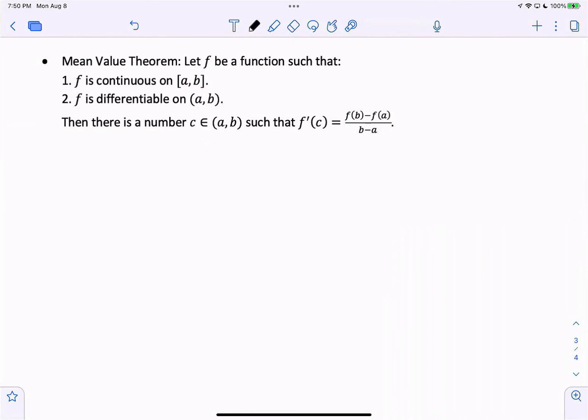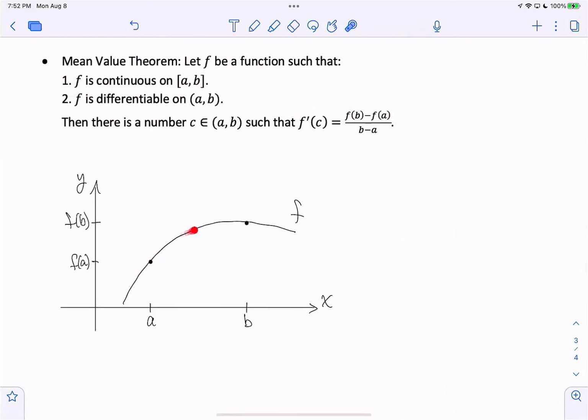Let's look at a picture. All right, here I have a function f that goes through 2 points, a, f of a and b, f of b. Now, the average rate of change, f of b minus f of a over b minus a, that is a segment that connects these 2 points. And what the mean value theorem says is there's a place between a and b where the derivative is equal to that average rate of change. In other words, there's a place where the tangent line is parallel to the secant line between a, f of a and b, f of b.